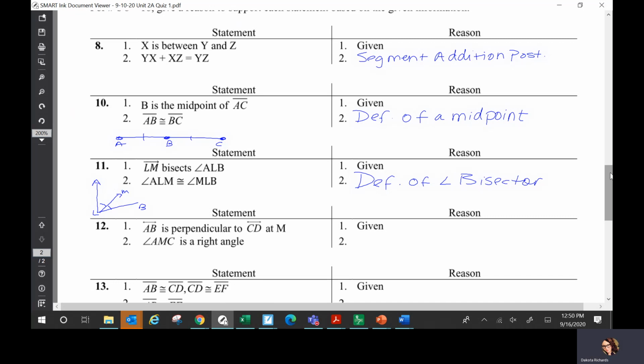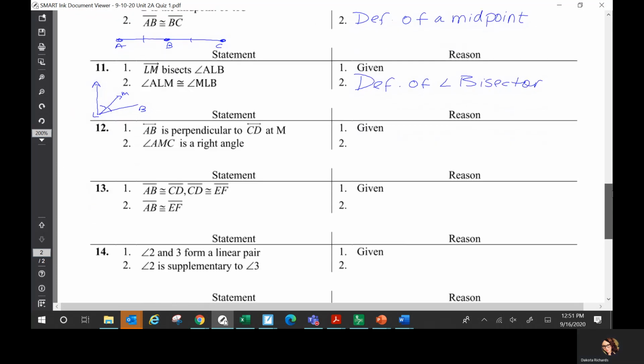All right. Number 12, AB is perpendicular to CD. Those are lines at M. So AMC is a right angle. What is that? Definition of perpendicular lines. Good. That's just a symbol for perpendicular. Okay.